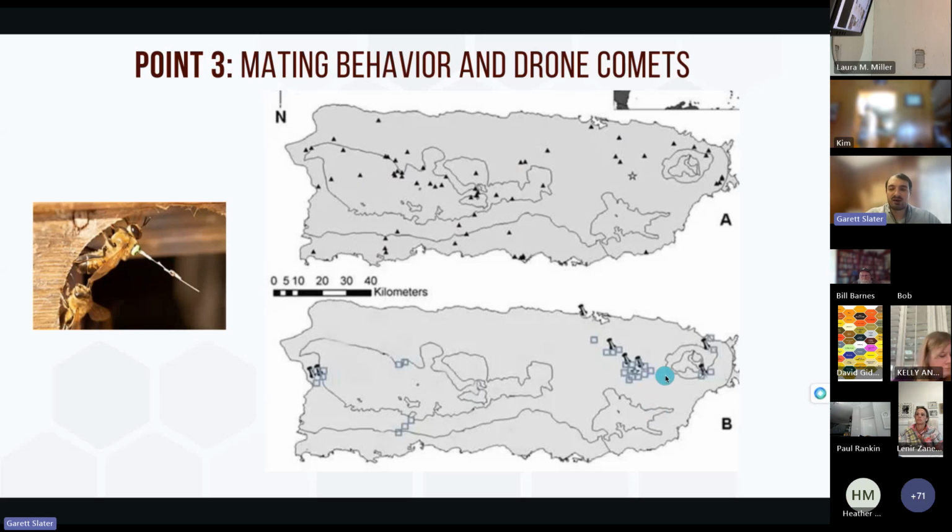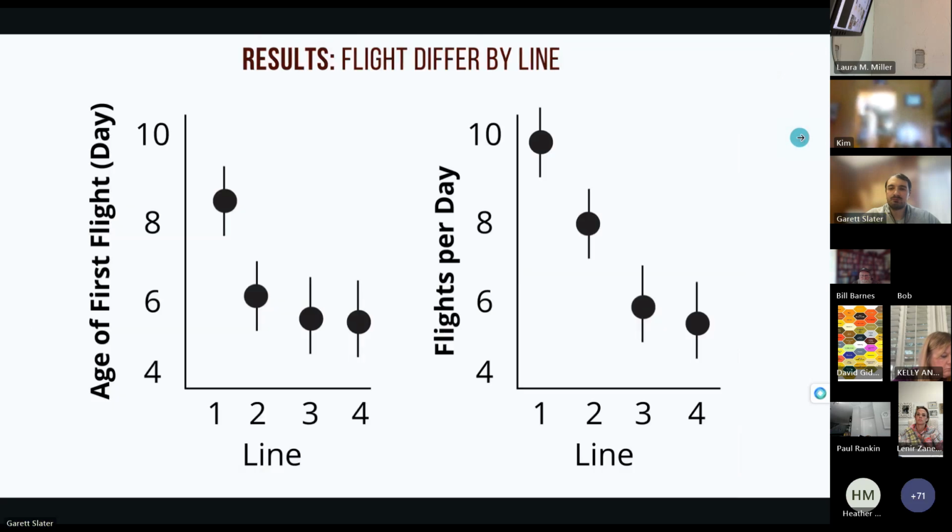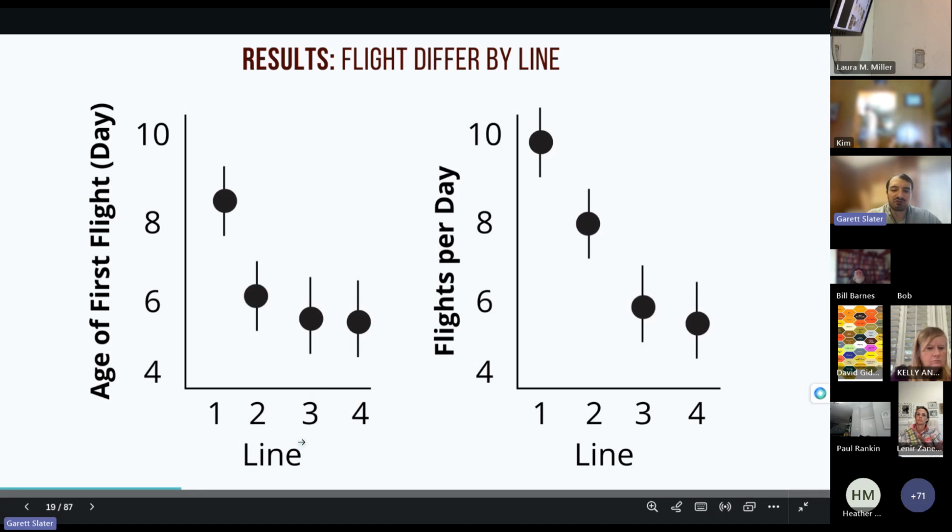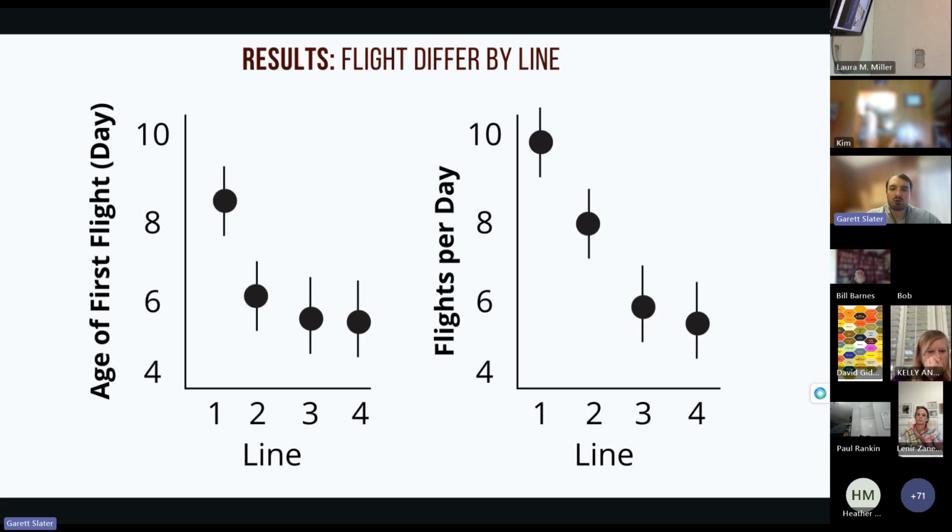But this is to say that drones typically congregate in one or two areas in a local area. Here's some data that I collected about these different lines. These are different breeding lines that you can buy as a beekeeper. Some are Italian, Carniolan, some are part of a breeding program, but they have different flight behavior based on the line.